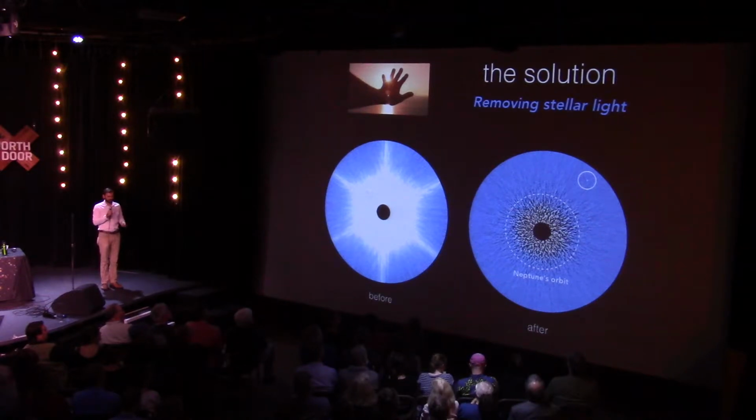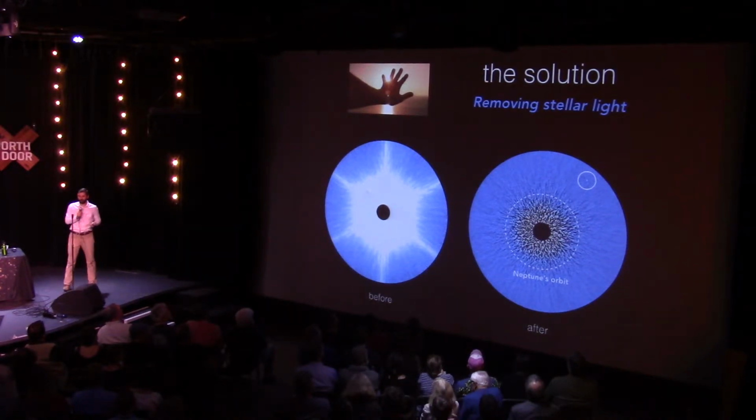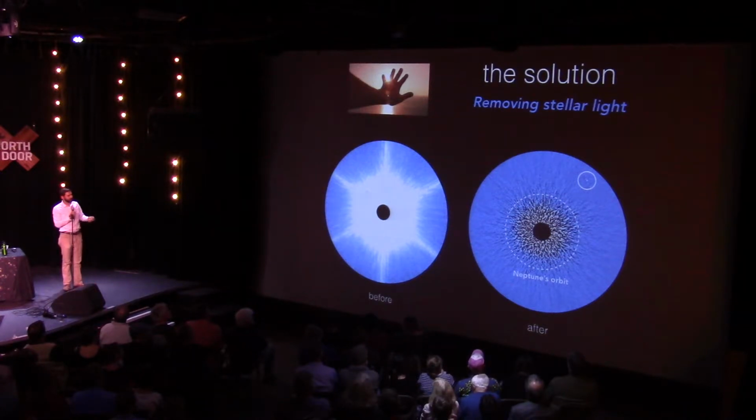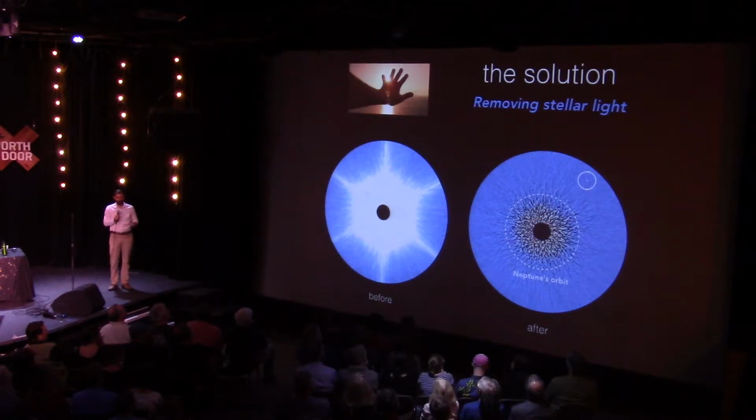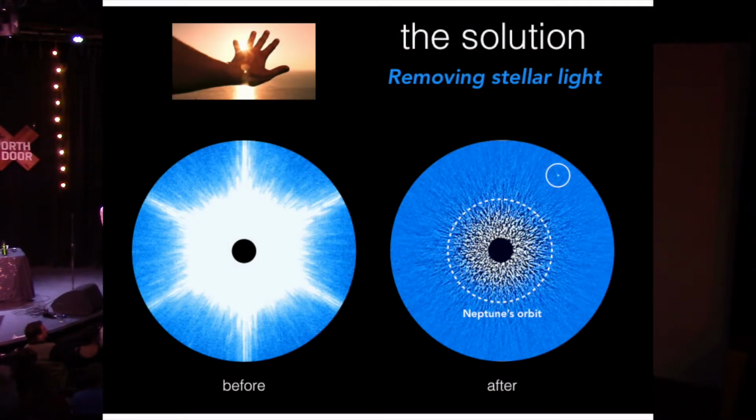But that's not the end of the story. AO is never perfect. So we also have to incorporate a lot of post-processing. This is what I spend most of my time doing, developing signal processing methods to get rid of the residual uncorrected light from these host stars to try to bring out faint point sources like this planet here.